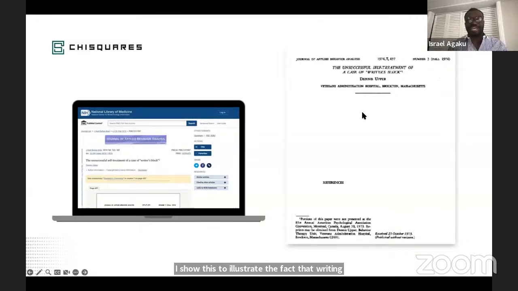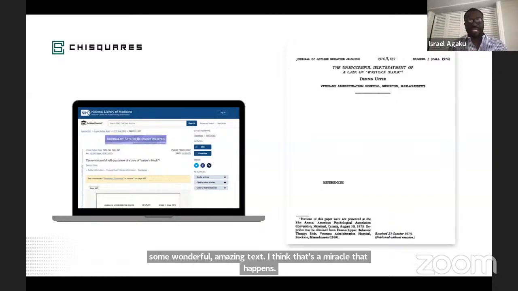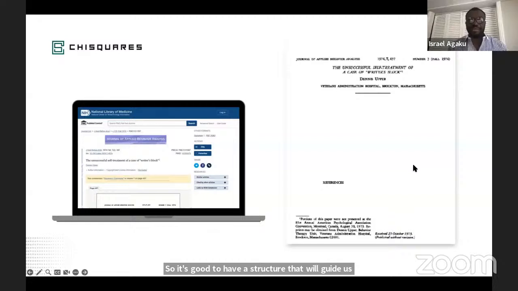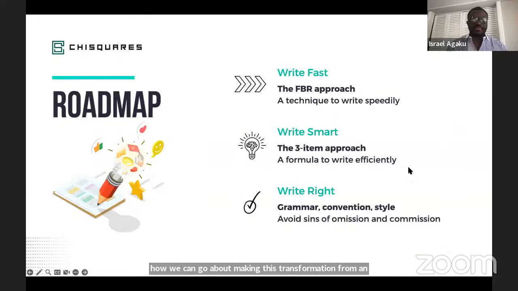The most challenging thing is transforming a blank sheet of paper into some wonderful, amazing text. I think that's a miracle that happens. So it's good to have a structure that will guide us on how we can go about making this transformation from an empty page to something with substance in it.